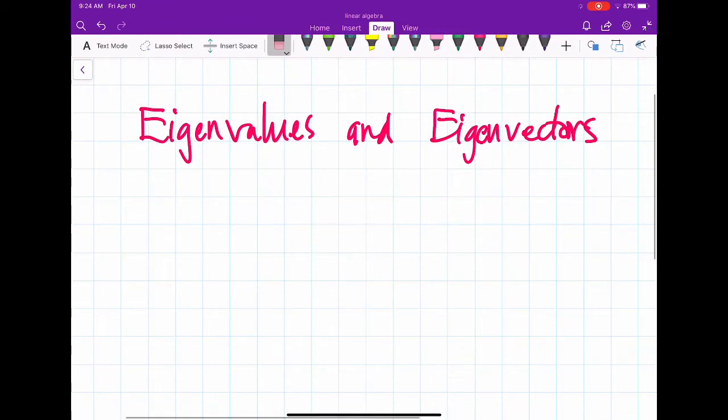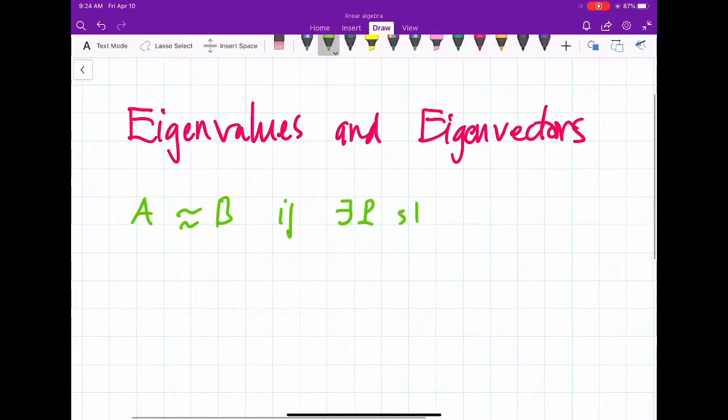In the previous video, we studied similarity of two matrices. We say that two matrices A and B are similar if there exists a matrix P which is invertible, such that A is equal to P^-1 B P. And we say that actually A and B in this case are two representations of a linear transformation in different bases.